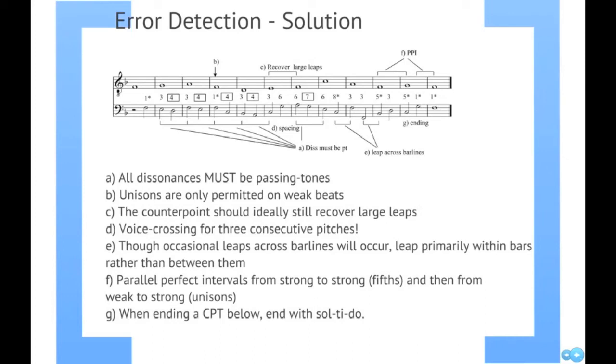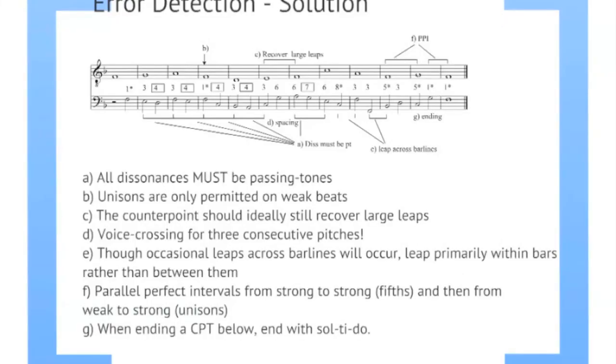The counterpoint melody should still ideally recover large leaps, and it doesn't do so all the time, as you can see here. And in the middle of the exercise, there is some voice crossing. Notice that the treble clef has a little 8 at the bottom of it, so it's read an octave below. So that, of course, is still an issue, as is the occasional leaps across the bar line. They're not horrible, but just remember to limit them.